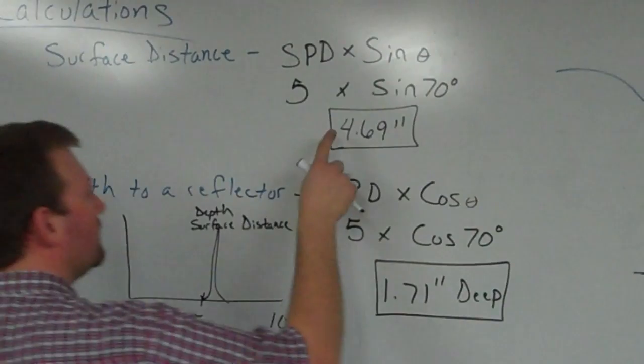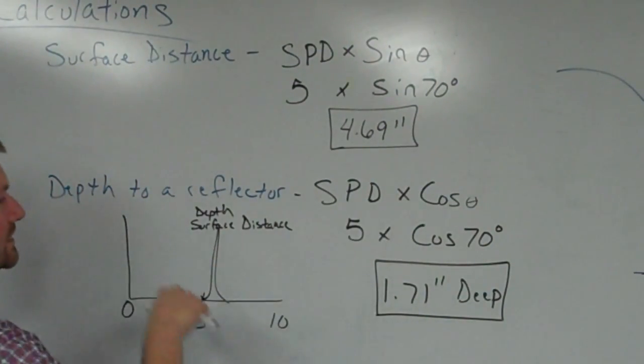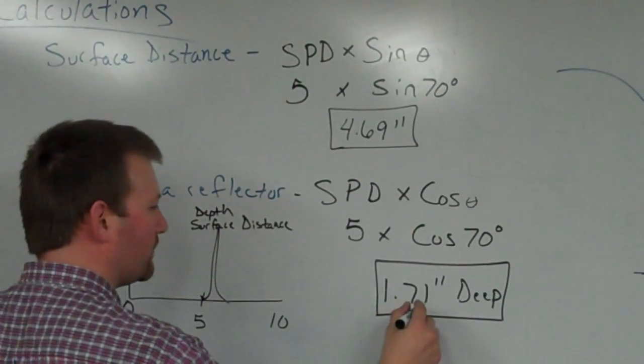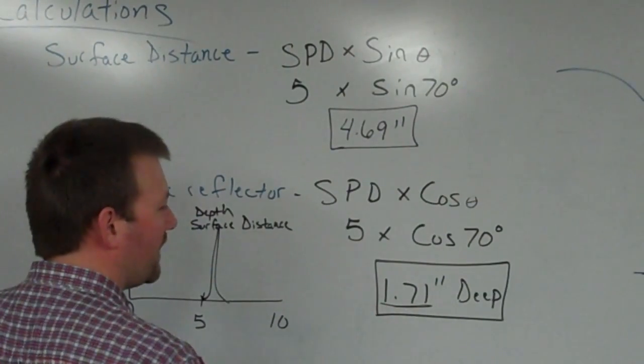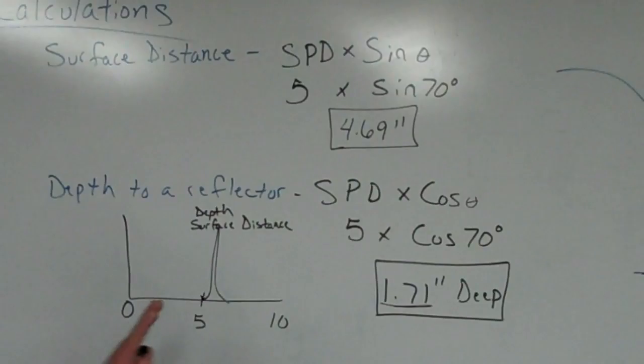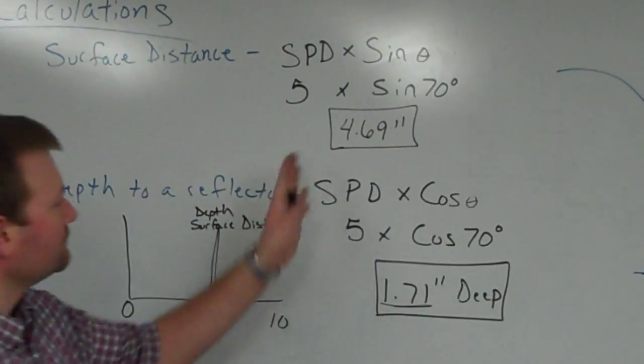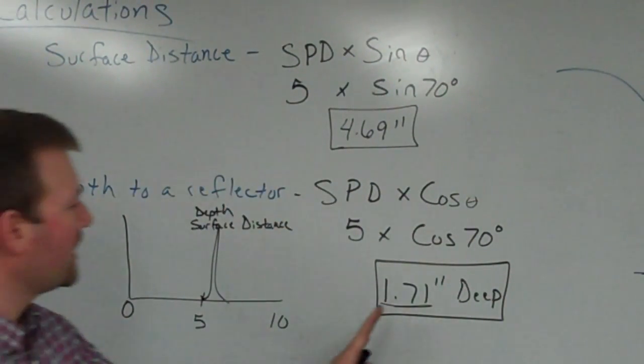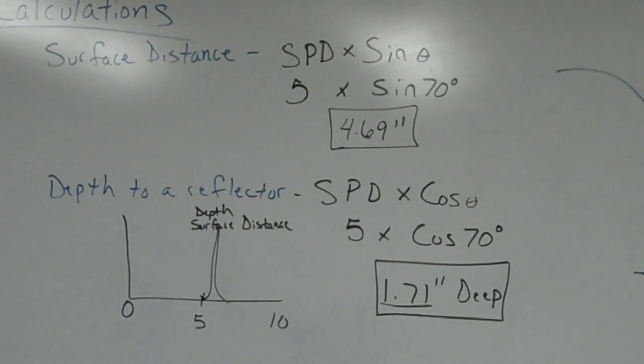Okay, and as we can see here, we've got a surface distance of 4.69 and a depth of 1.71. Now remember, we only have a plate that's 1 inch thick, so we're going to have to come back and deal with this in just a minute. So, reflector at 5 inches, we have a surface distance of 4.69 and a depth of 1.71.